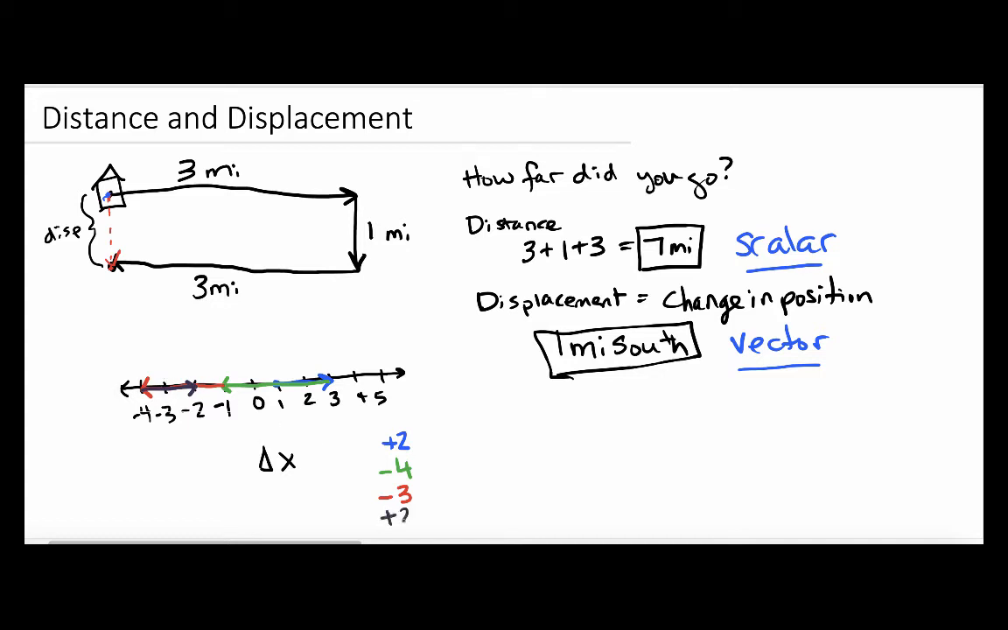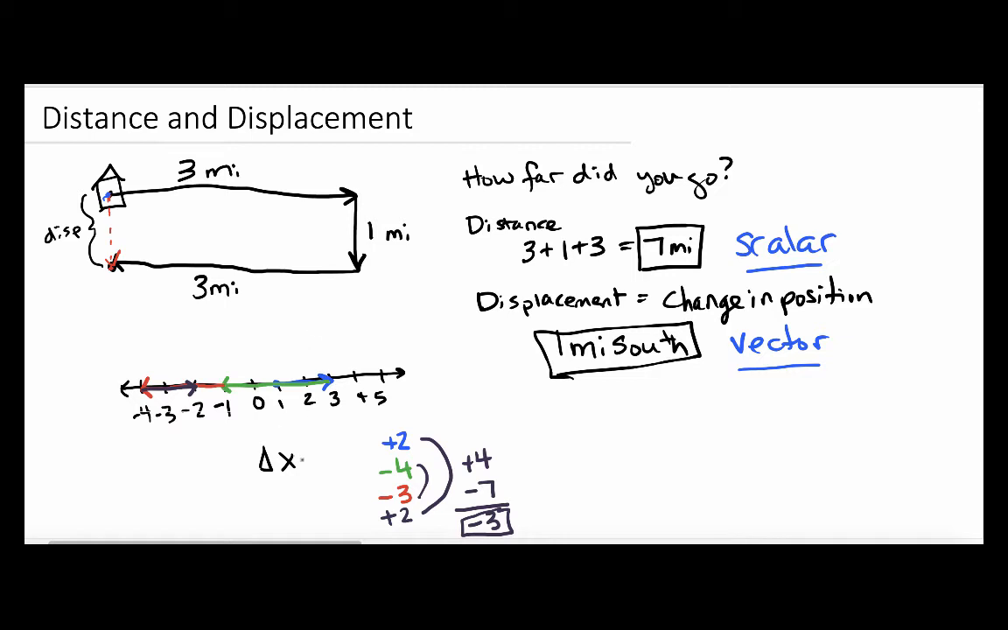In the purple section, I went 1, 2 to the right. So +2. So overall, if I look at my two positives, I went +4. And my two negatives, I went -7. And +4 minus 7 is -3. So my displacement is -3.